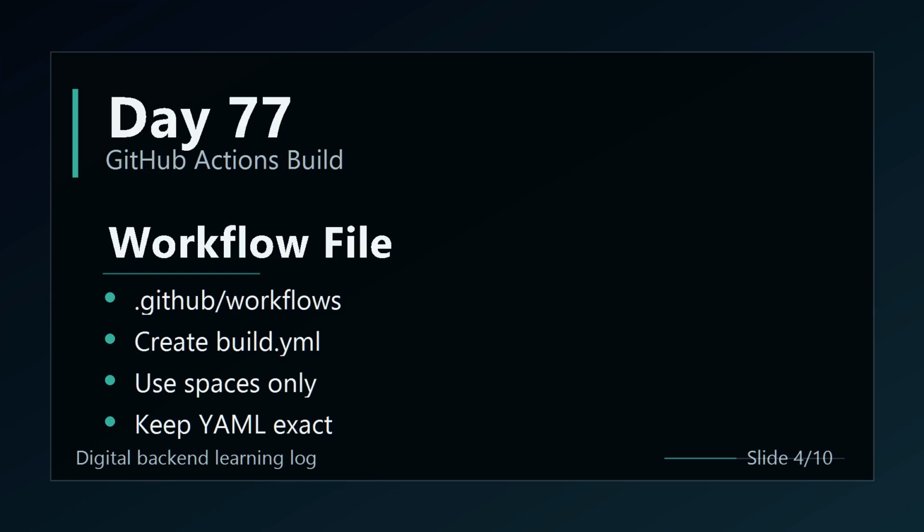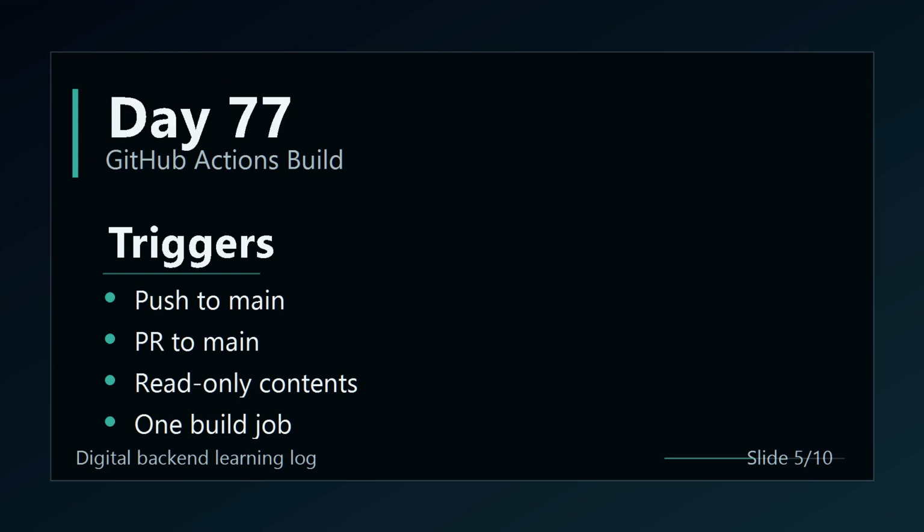Create build.yaml inside .github workflows. YAML depends on indentation, so use spaces only and keep the structure exact. The workflow runs on pushes to main and pull requests targeting main. It only needs read permission for repository contents and keeps a single build job.